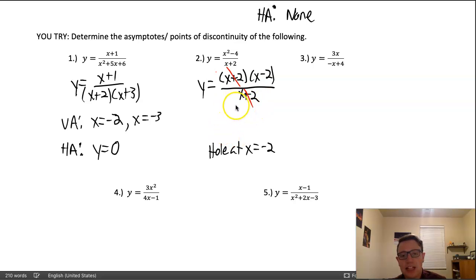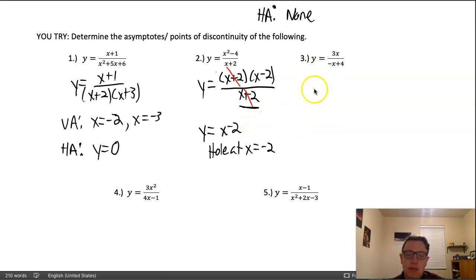Remember, even though you can cancel this out, you need to look for where the bottom would be equal to 0, and you'll still have a hole there. So the answer for this problem is y is equal to whatever remains, so x minus 2, except for we have a hole at the point that would make our denominator 0.